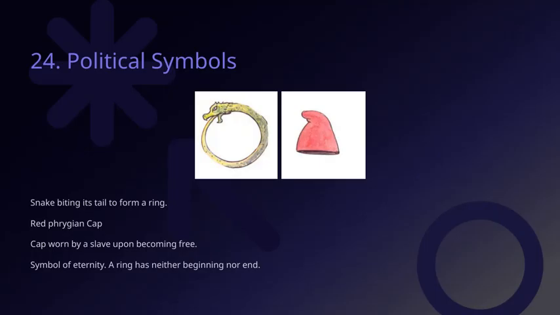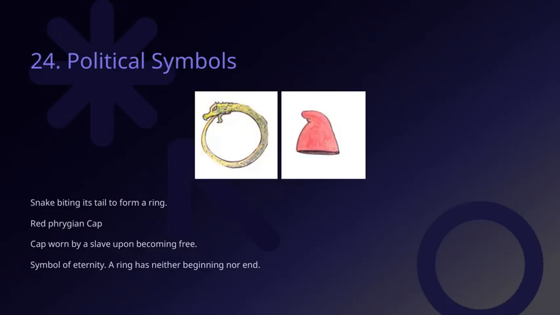Let's take a closer look at some interesting political symbols. First, we have the snake biting its tail to form a ring. This image is quite powerful because it symbolizes eternity and continuity. The snake, by biting its tail, creates a never-ending circle, which represents the idea of something that has no beginning or end. It's a visual metaphor for concepts like eternity or the cyclical nature of life and history.